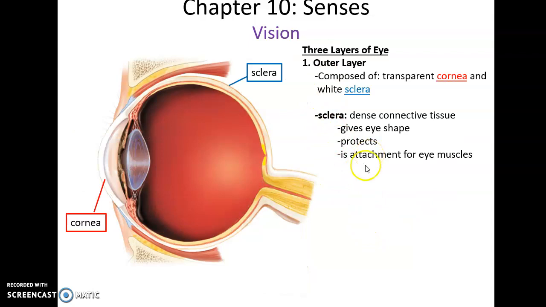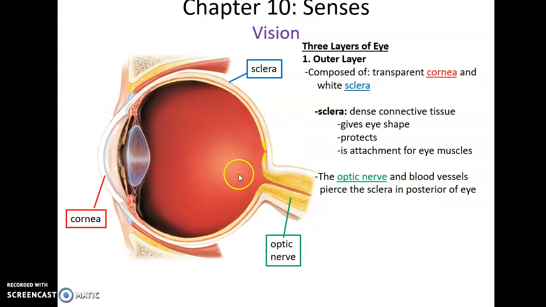So the eye itself is composed of 3 layers. We have the outer layer or superficial layer that is composed primarily of the cornea, which is that anterior transparent dome that allows light to pass through, and of the sclera, which is the white opaque structure that composes the rest of the eye. And the sclera is made of dense connective tissue. It's very strong, and it helps to give the eye its shape, to provide some protection for the eyeball, and also provides attachment sites for the muscles that move the eyeball.